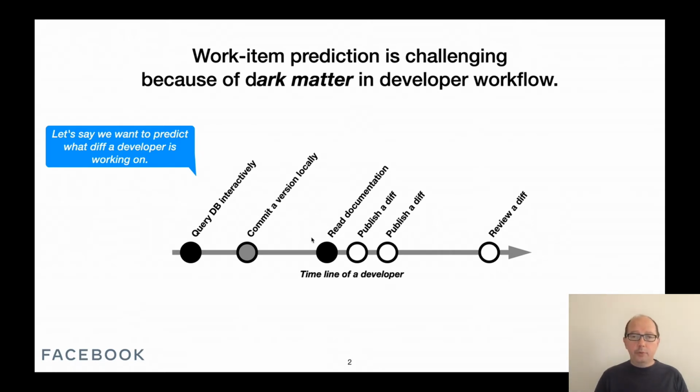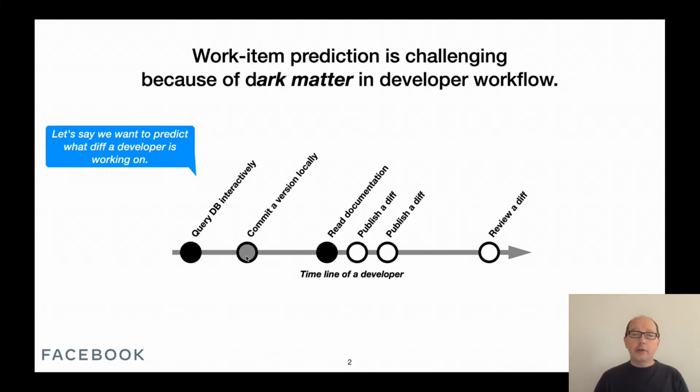So when the developer publishes a diff or maybe reviews a diff, then it's obvious that the person is working on this or that diff. But when the person instead queries some database or reads some documentation, then it's not so clear what diff this could be about. And this is what we call dark matter.